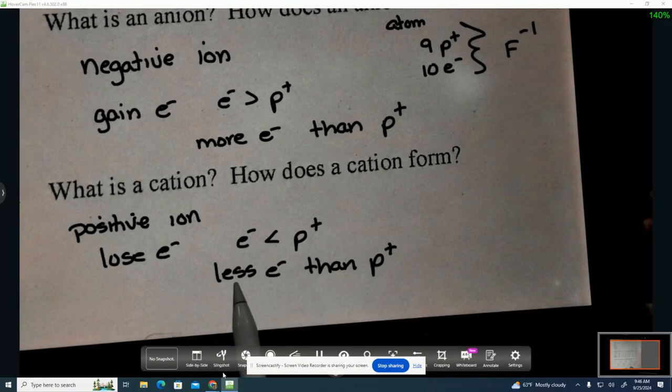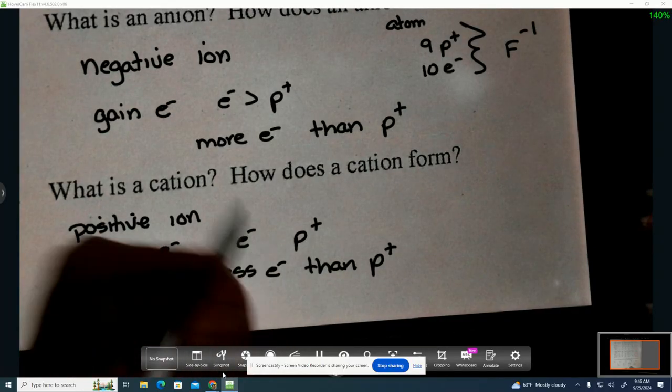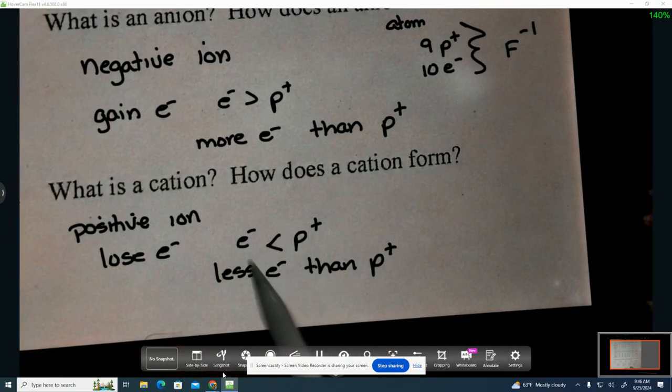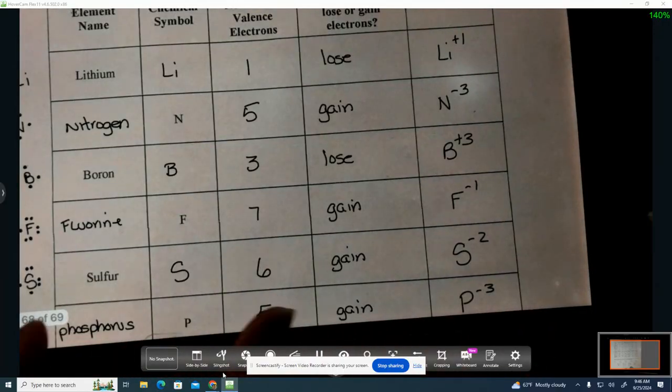And that's why I have the little caret thing going in this direction. Do you guys call this a caret? What do you call this thing? An alligator. An alligator? A greater than, less than sign? Okay, so you're going to have more protons than you do electrons. I call it a little caret. It looks like a caret to me.